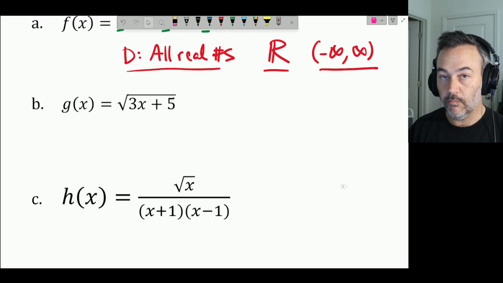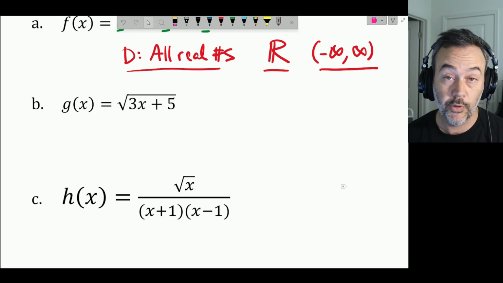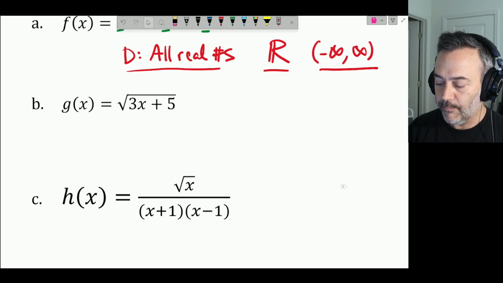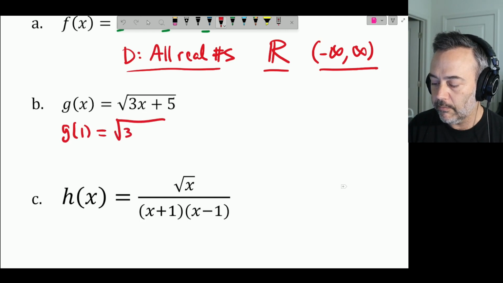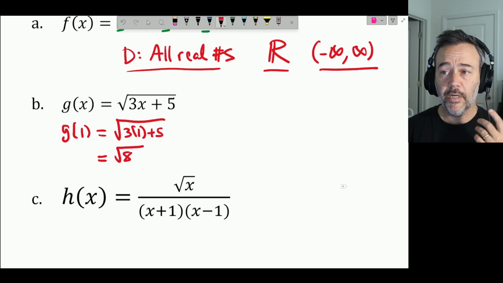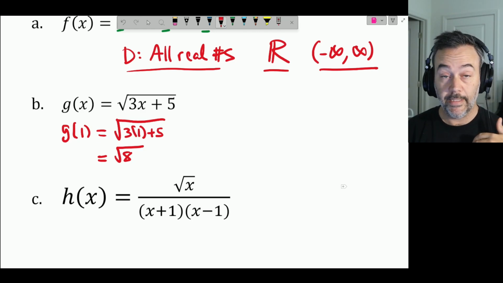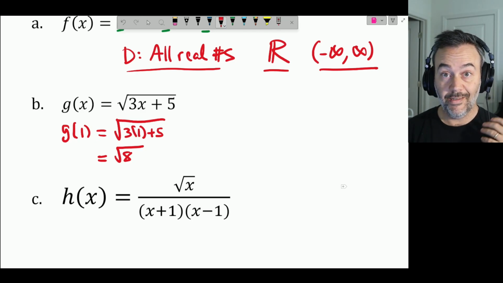Okay, this one, what's the domain of g of x? Well, we're only dealing with real valued functions, so we only want real numbers out, no i's, no complex numbers. We'll do that later in chapter 7. For right now, if I plug in, for example, g of 1, I get the square root of 3 times 1 plus 5, and that is the square root of 8. The square root of 8 is a positive number. It happens to be irrational. You can reduce it to 2 root 2, but the point is I can plug in 1 because I get a number out. So 1 is in the domain.